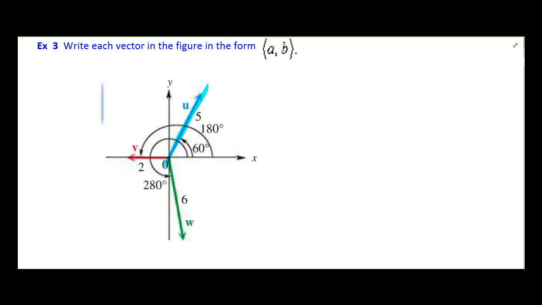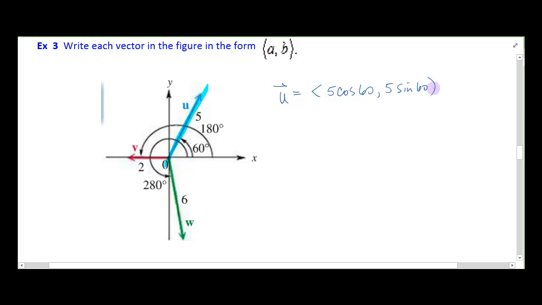So in order to find both the horizontal and vertical components, I could represent it like this. I have the vector u equal to the horizontal component, which would be 5 times the cosine of 60, and then the vertical component, which is 5 times the sine of 60. I know that the cosine of 60 is 1/2, so I can just replace that with 1/2. I know that the sine of 60 is the square root of 3 over 2.